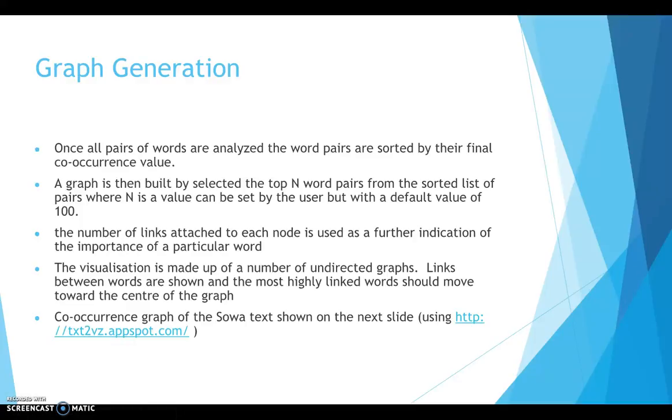So now we have a list of word pairs, and a co-occurrence value for each of the pairs, and we can sort that list of pairs. We can then build a graph by selecting the top n word pairs from the list, and typically that value is set to 100, but that can be adjusted by the user. If we're building a network, then the number of links attached to each node can also indicate the importance of a particular word, and we can change the color and size of that, etc. And this produces a visualization.